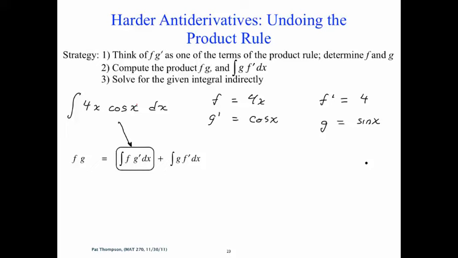Put the 4x with the f and the g prime with the cosine x. So now we've got f times g. So we're just going to follow this product rule formula. And over here on the right is f times g. So it's going to be 4x times sine x equals, I'm going to call the given integral A for the answer. A for answer. So that's what this is, the one we're trying to find. Plus, so we got an easier integral, the integral of sine x times 4 dx.